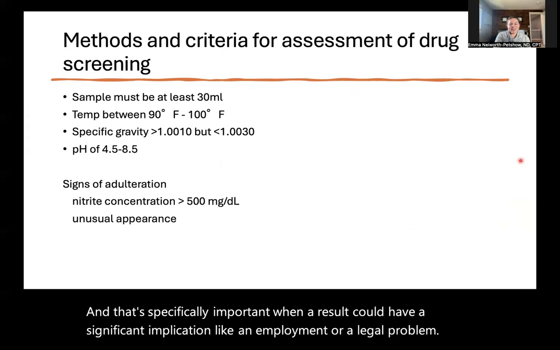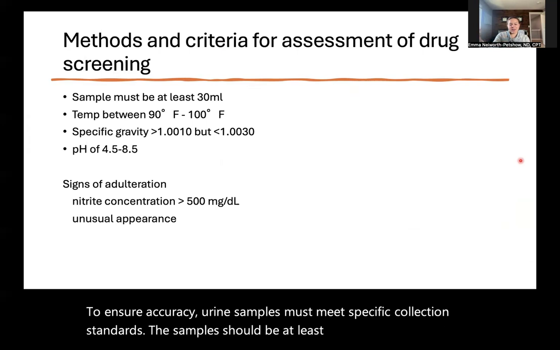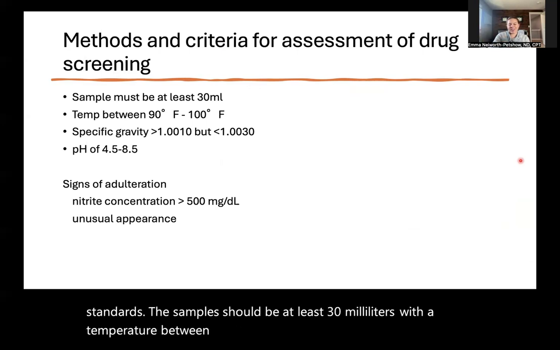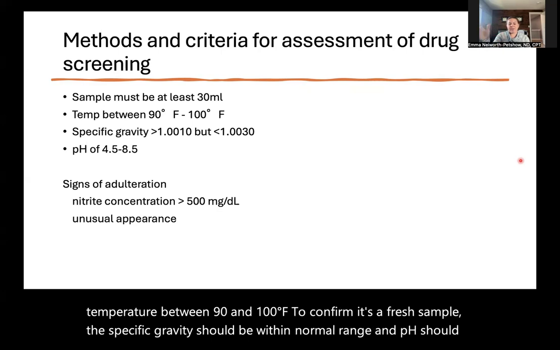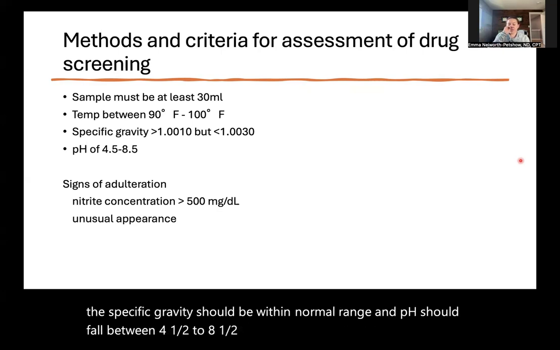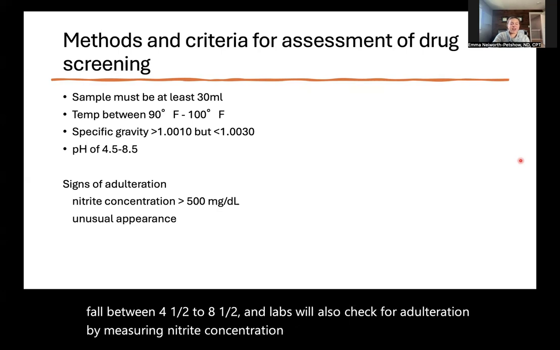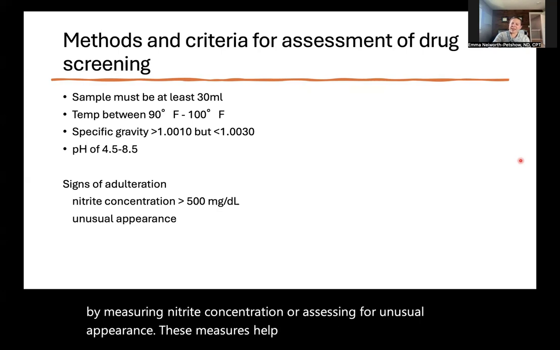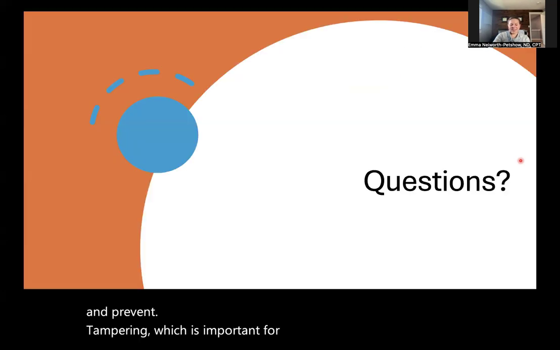To ensure accuracy, urine samples must meet specific collection standards. The sample should be at least 30 milliliters with a temperature between 90 and 100 degrees Fahrenheit to confirm it's a fresh sample. The specific gravity should be within normal range and pH should fall between 4.5 and 8.5. Labs will also check for adulteration by measuring nitrite concentration or assessing for unusual appearance. These measures help verify specimen integrity and prevent tampering, which is important for reliable drug testing.